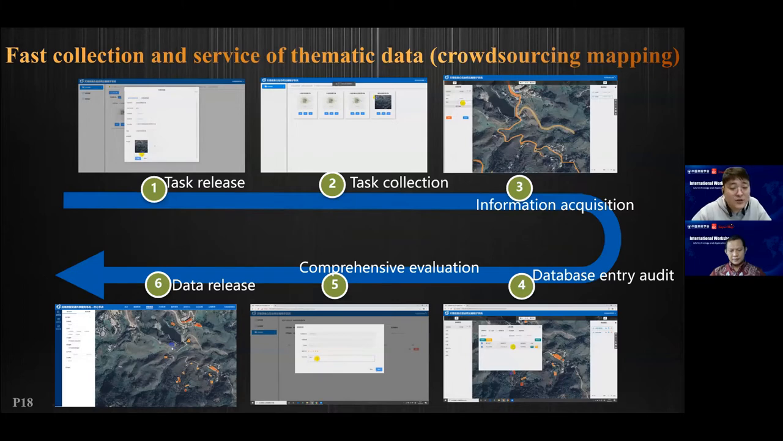And also we need to establish a platform or system to do crowdsourcing mapping. It is for the fast collection and service of thematic data, such as when we want to collect information on population or on the education level of people. So based on the platform we can achieve functions such as task release, task collection, information acquisition, database entry audit, comprehensive evaluation, and data release. The platform can divide the task among multiple users or workers, and they can use their web system or mobile system to go on-site to collect the thematic data directly and upload it to the cloud directly.